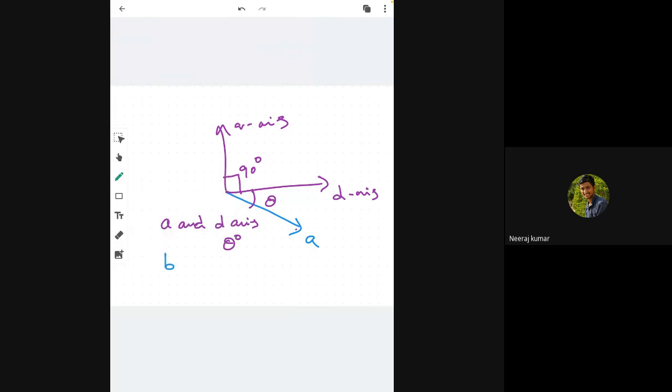Phase B and D axis: theta minus 2π/3. The last one, phase C and D axis: theta plus 2π/3. These are the different angles. This we need to understand.